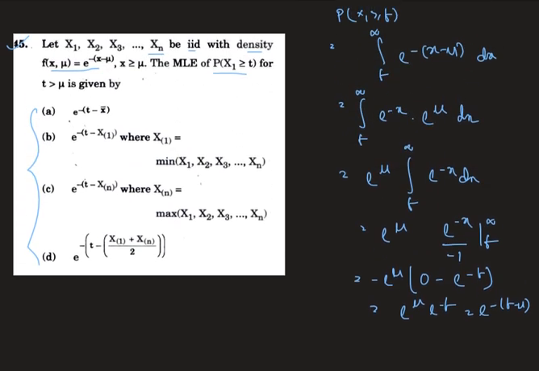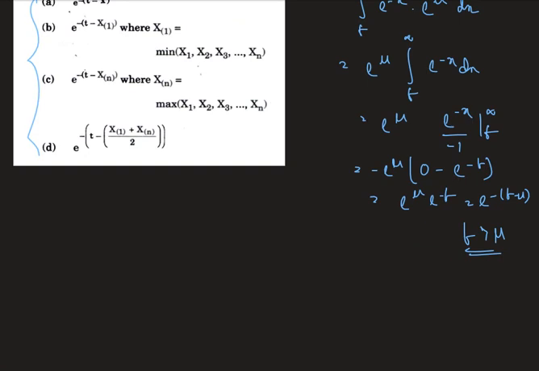So the required probability, which is the probability of X1 greater than or equal to t, is nothing but e^(-(t - mu)), where t is obviously greater than mu. Now we have to find the MLE of mu.